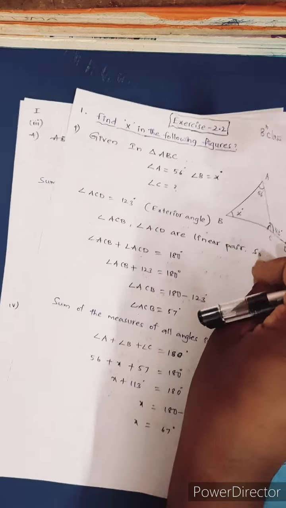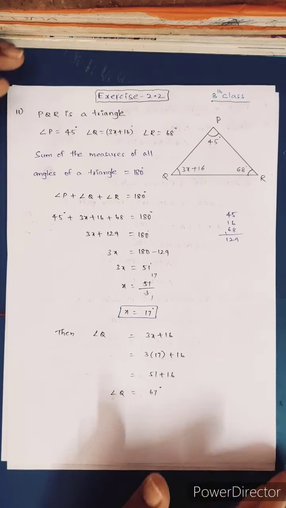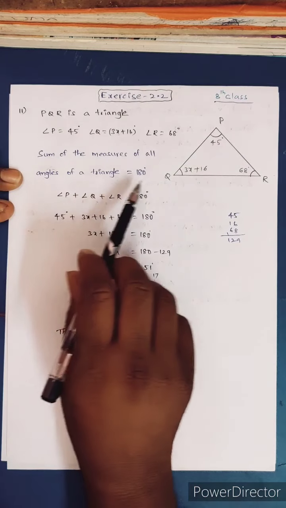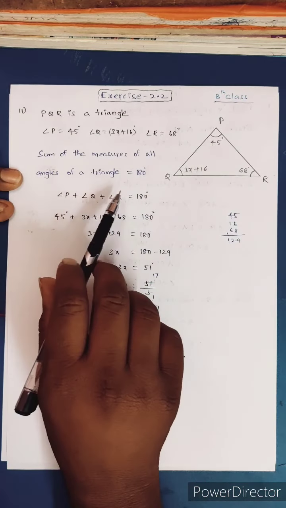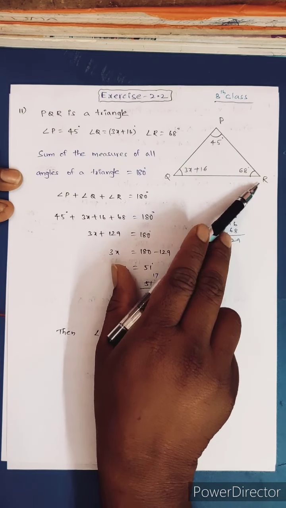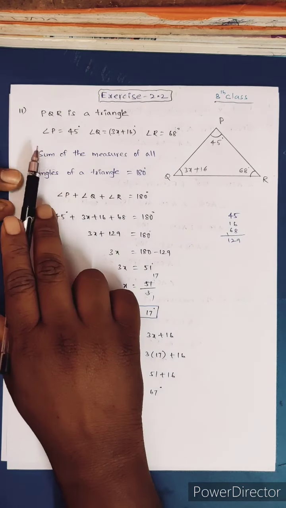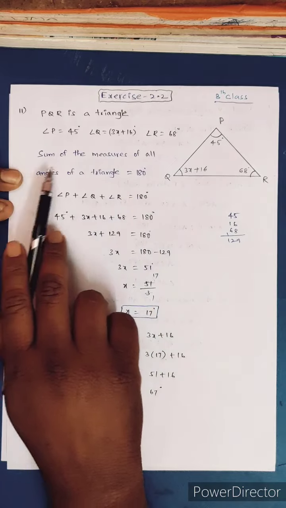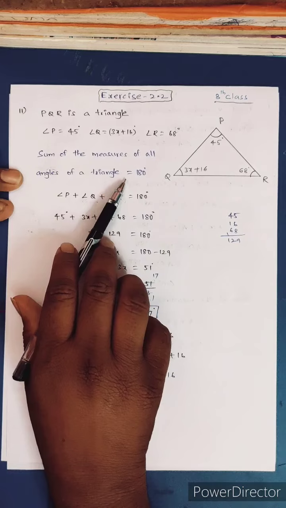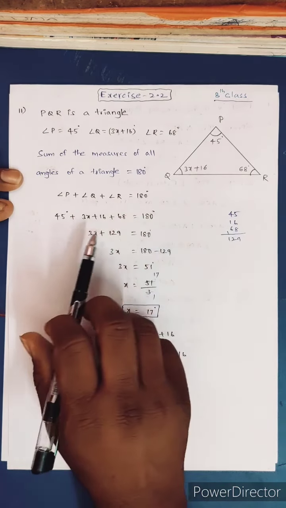Now next, the second one. Here is given one diagram. Observe this diagram carefully. P, Q, R are three points and PQR is a triangle. Angle P is given, angle R is given, so we can find angle Q. PQR is a triangle with angle P, angle Q, angle R. The sum of all interior angles in a triangle is 180 degrees.